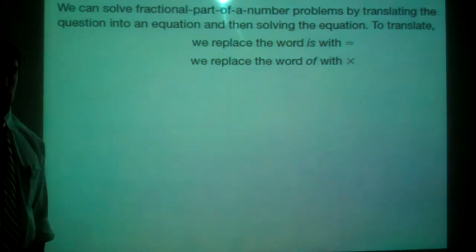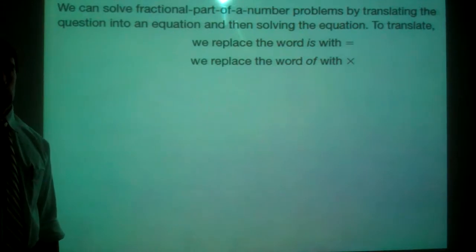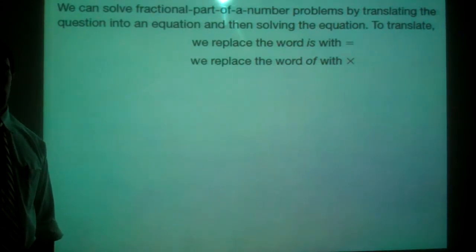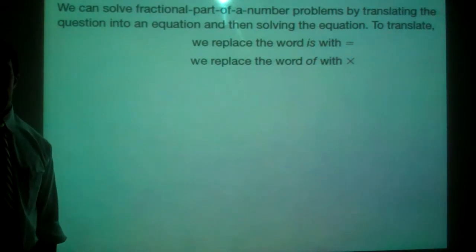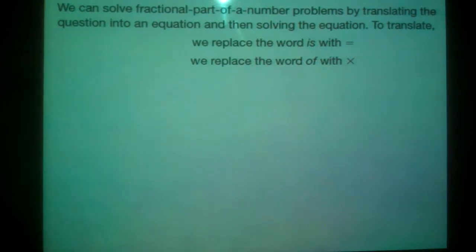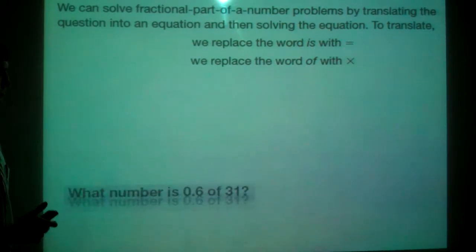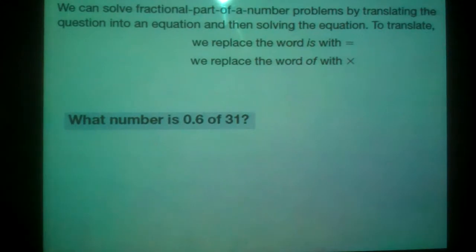So for instance, 3/4 of 20, we would do 3/4 times 20, which would be, well, there's a lot of ways to do that, but we've been doing that for a long time, especially on those power-ups. So "of" means multiply, "is" means equals. Let's see what that looks like.